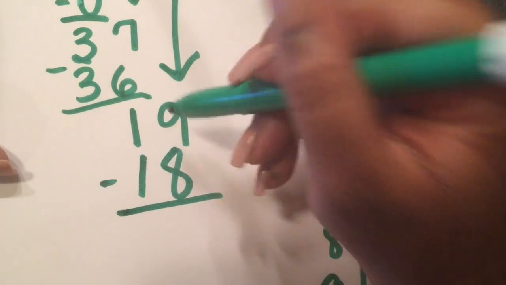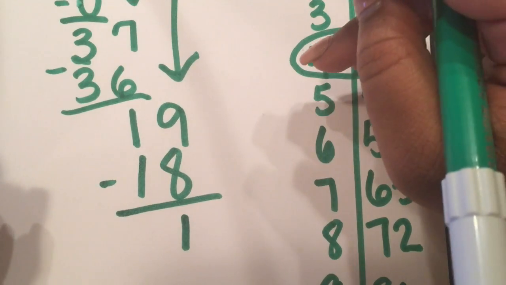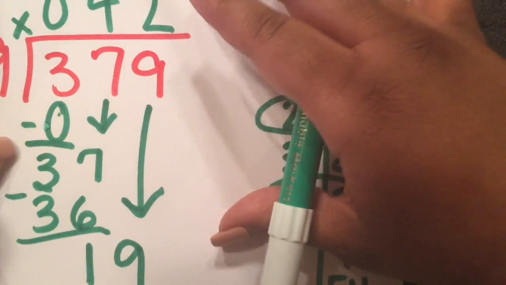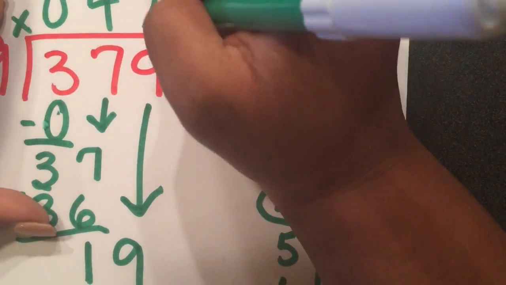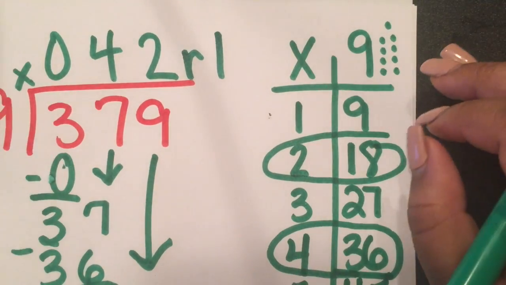Subtract again. 8 from 9 is 1. And this cancels out. I have nothing left to bring down. My answer is 42, remainder 1. Easy cheesy.